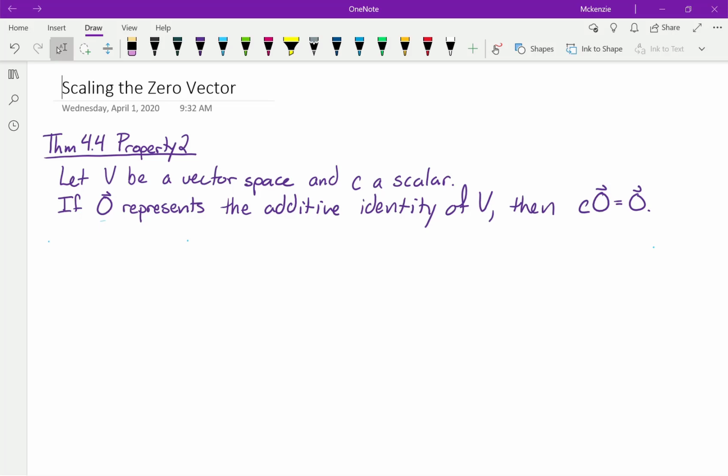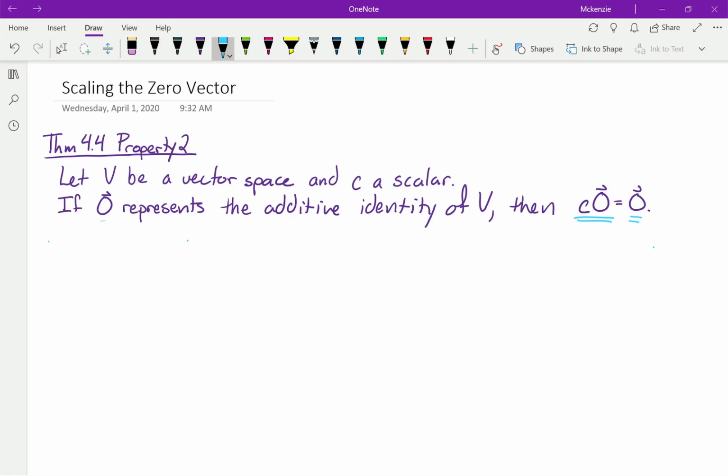Hello, welcome back. In this video we're going to be proving a portion of Theorem 4.4, which tells us a little bit about properties of the zero vector. Particularly, it tells us that if we try and scale the zero vector, then we get the zero vector back. From what we understand of vectors, this should make sense.